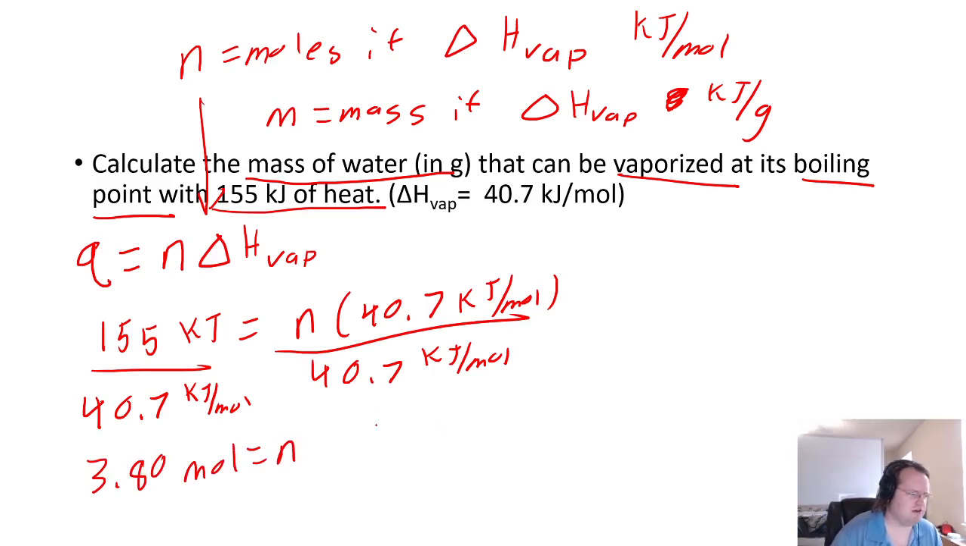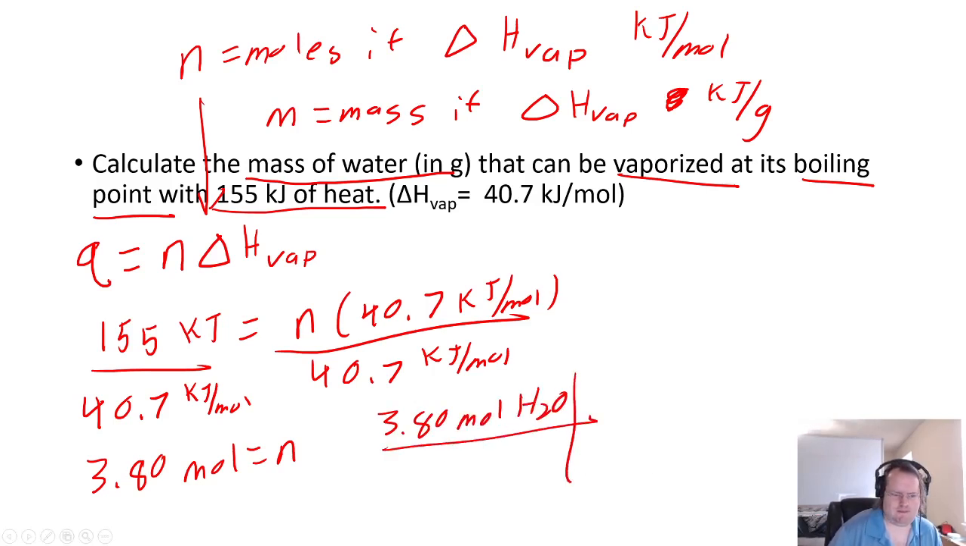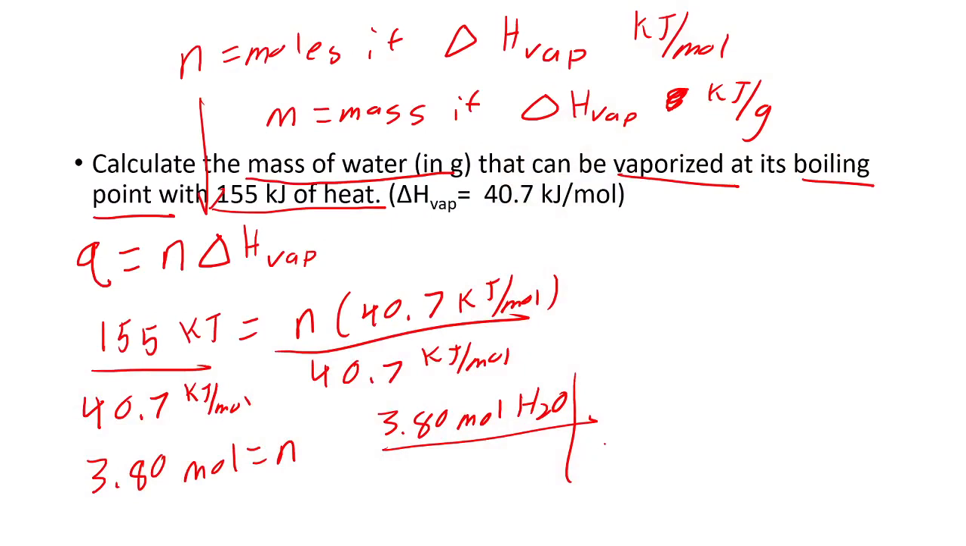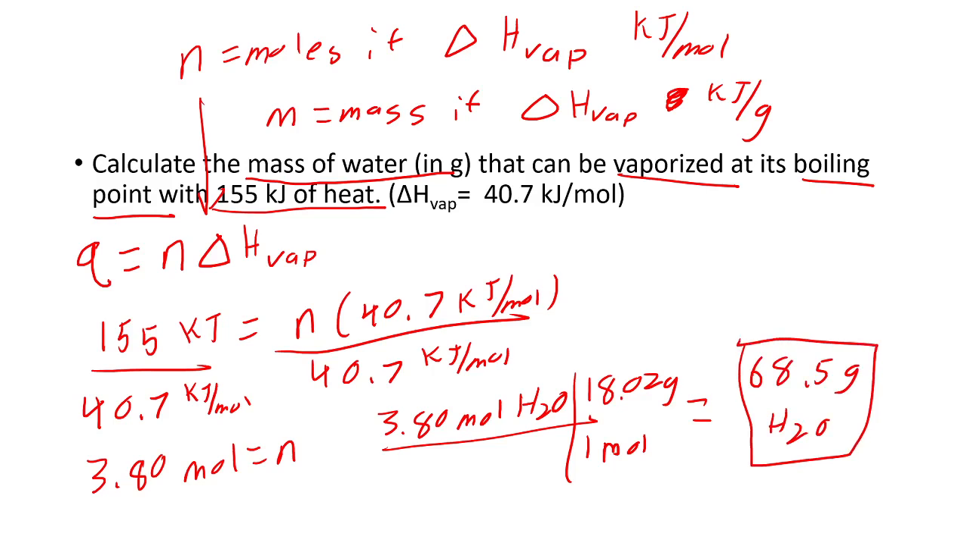Now, this isn't what the question asks. It asks for mass. So don't forget, we still have to do those conversion ideas if they get asked. So 3.8 moles of water. Every mole of water is going to have a mass of 18.02 grams. So we have 3.8 times 18.02. And that's going to give us 68.5 grams of water can be vaporized using our 155 kilojoules of energy.